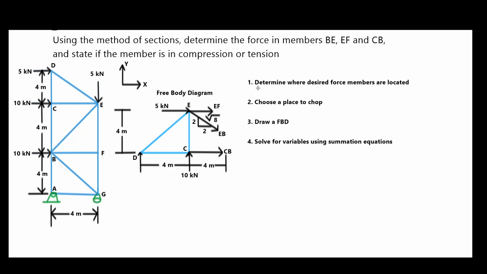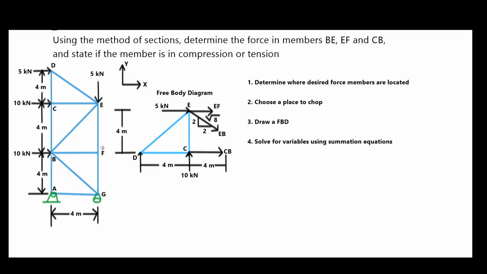So when it comes to your desired force members, we have BE, EF, and CB is what's being asked for in our prompt here. So we look at our initial drawing, we have BE here, we have CB here, and then we have EF here. So they're all in the same general area. So that lets you know that you'll probably be able to make a clean cut across this structure.